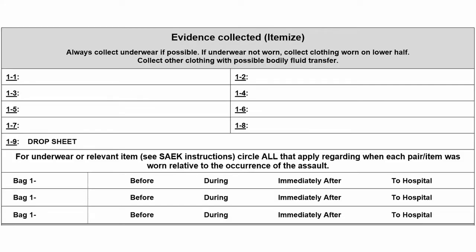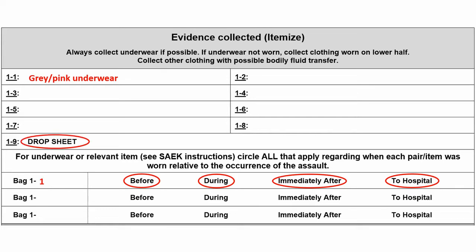The second portion of the paperwork can then also be completed, which details the underwear, gray-pink underwear item 1-1, placed into the bag 1-1. These were worn before, during, and immediately after, as well as to the hospital, and the drop sheet in this case has also been collected 1-9. The 1-9 label can be applied to the outside of the Step 1 envelope.